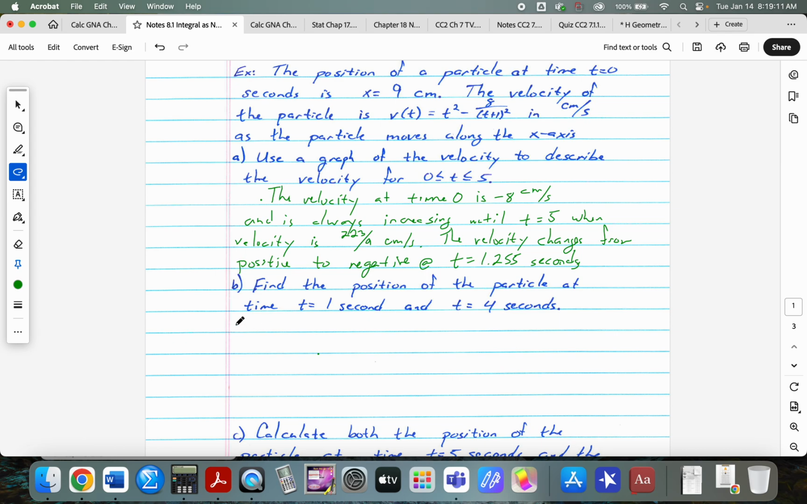All right, so the position at t equal to 1 second is going to be equal to, well, we have to know that it starts off at 9. That's really important, because the integral from 0 to 1 is going to tell me what the change in the position was, because velocity is the rate of change in position.